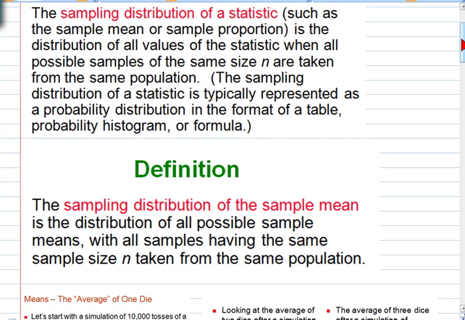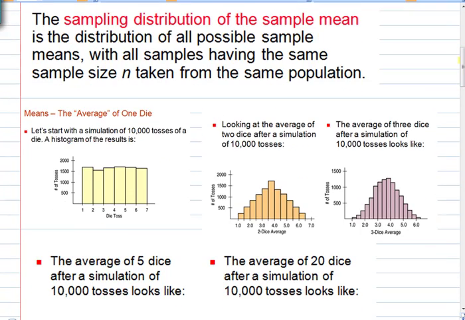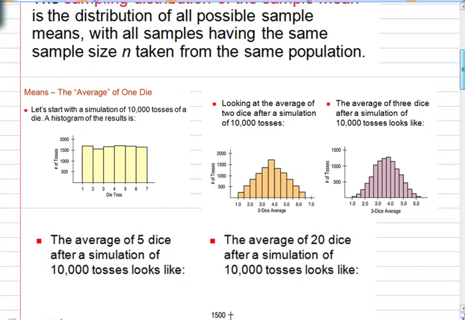The sampling distribution of a sample mean is the distribution of all possible sample means with all samples having the same sample size n taken from the same population. The first time I read this, I was like, this doesn't make any sense to me until I looked at this graphic. This graphic started making things make sense to me when we were talking about a sampling distribution.